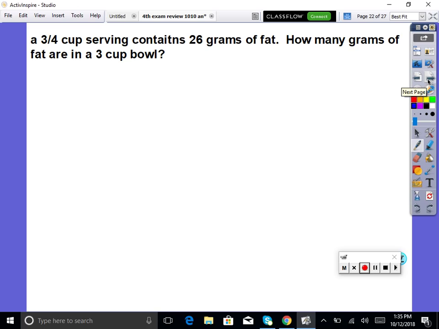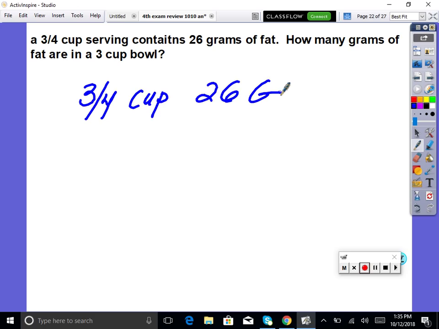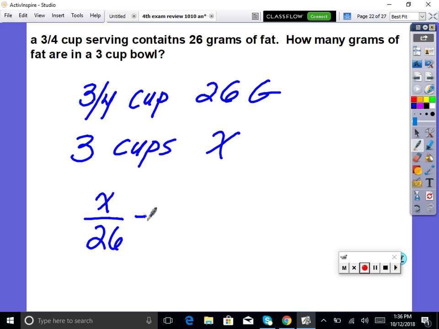Okay, so let's do some story problems here. Remember, this is a dividing test, so our story problems will be division of some sort. So this one says, a 3/4 cup serving contains 26 grams of fat. So 3/4 cup is to 26 grams of fat. How many grams of fat are in 3 cups? So set up corresponding ratios. So x over 26 is equal to 3 over 3/4.